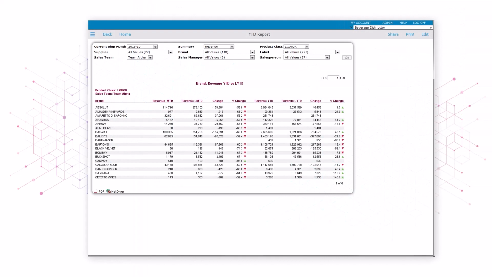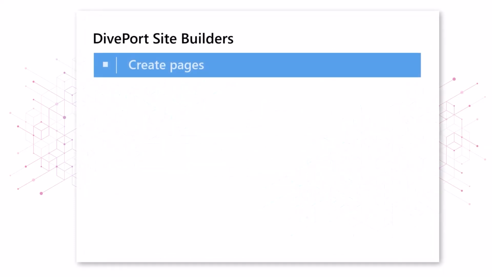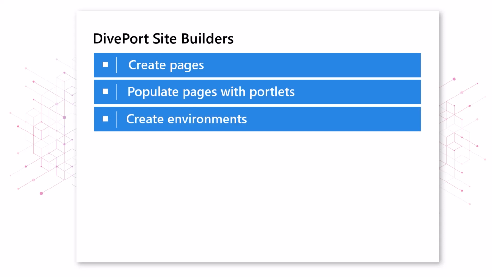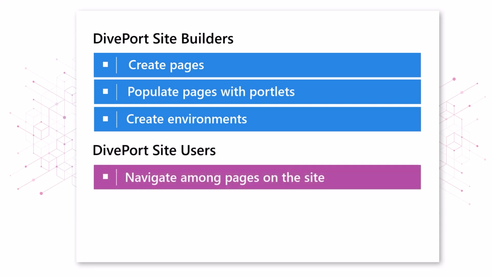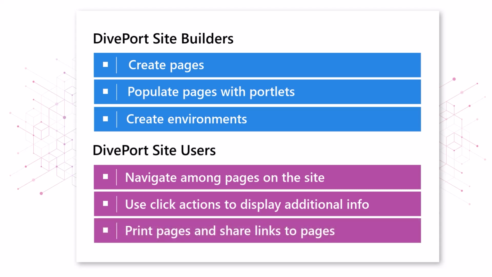So that's the DivePort overview. You build a DivePort site by creating pages and populating them with portlets, and if you so choose, creating separate areas called environments to organize your data or regulate user access to the data. As a user of a DivePort site, you can navigate from one page to another using the navigation links, use click actions to display additional information, and print pages and share links to pages.